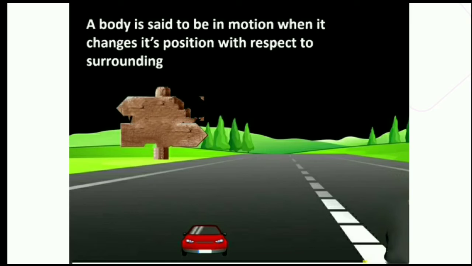Now, children, a body is said to be in motion when it changes its position with respect to the surrounding. That means you can see a car moving with respect to the surrounding. Now what are the surroundings here? A tree, a signboard, the passage. So these are the surroundings. So a body is said to be in motion when it changes its position with respect to surrounding.